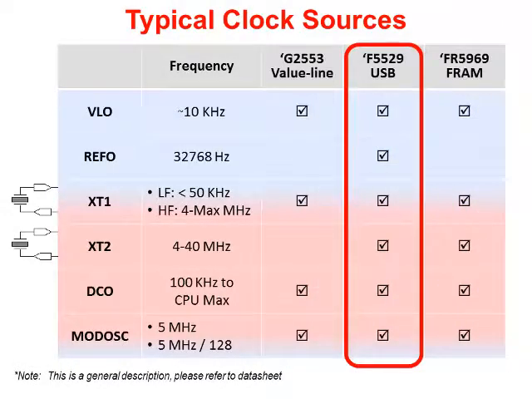This slide shows us those same typical clock oscillator sources and which different devices they show up on. Once again, we're using 3 MSP430 devices to represent some of the differences found across the various MSP430 device families. The G2553 value line device has the VLO, but it doesn't have the on-chip reference oscillator, REFO, and it also doesn't have the second external oscillator source. The F5529 USB device has all of these different clock options. And the FR5969 FRAM based device also has most of the clock options. The only one it doesn't have is the reference oscillator.